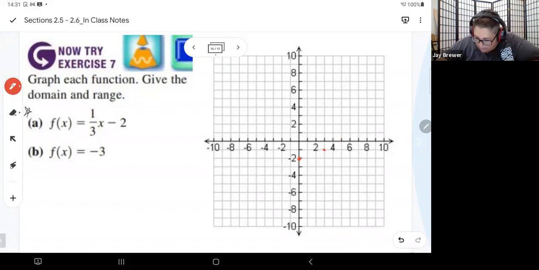Up 1 to the right 3. Up 1 to the right 3. Down 1 to the left 3. Down 1 to the left 3. Down 1 to the left 3. Okay, and then you're going to graph it, or do your line.